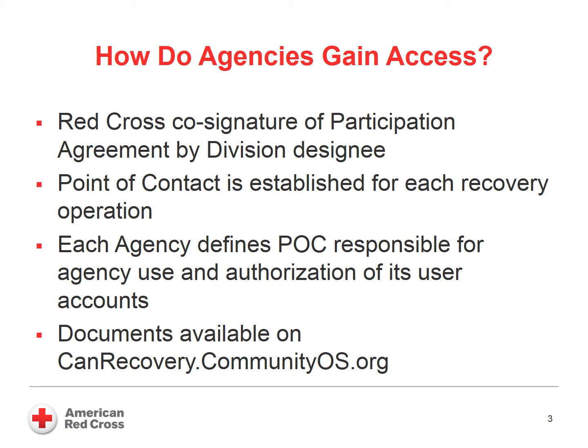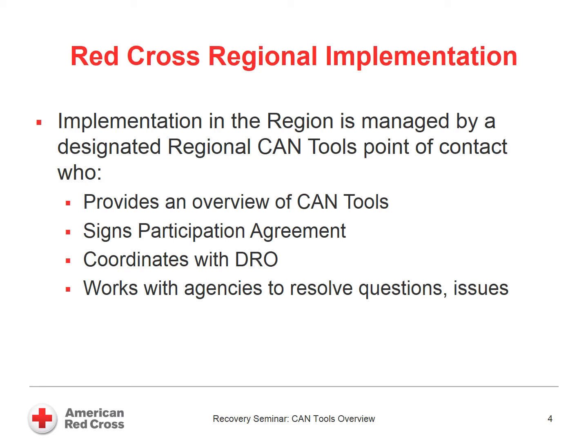Agencies must first register with their local Red Cross representatives to gain authorization to participate in CAN tools. Each disaster relief operation has a Red Cross point of contact. The agency must designate their own point of contact who will monitor and ensure proper agency use and approval of all user accounts. Red Cross regional representatives assist agencies registering for CAN by providing an overview of CAN tools, countersigning, authorizing the agency's participation agreement, coordinating with the disaster relief operations, and assisting agencies with questions, resolving issues, or partner collaboration.